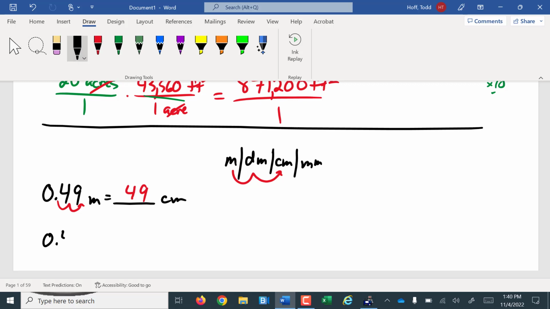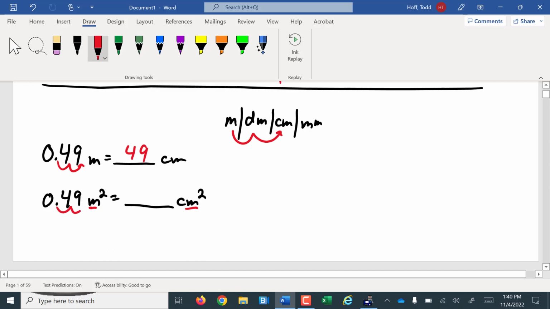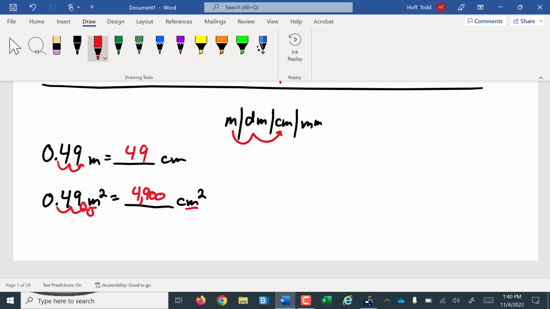However, if this were 0.49 meters squared, going to centimeters squared, now every spot on the chart is multiplying or dividing by 10 squared. And 10 squared is 100. 10 times 10. And when you multiply or divide by 100, the decimal point moves 2 spots. So now every spot on the chart is 2 decimal places. So from meters to centimeters is still 2 spots on the chart. That's how many decimal places? 4. So we go 1, 2, we had zeros, 3, 4. That's 4,900 square centimeters.